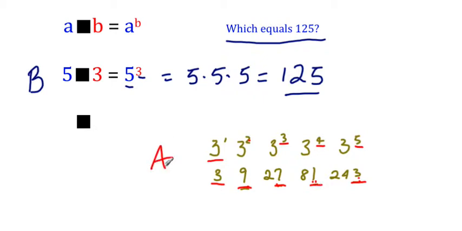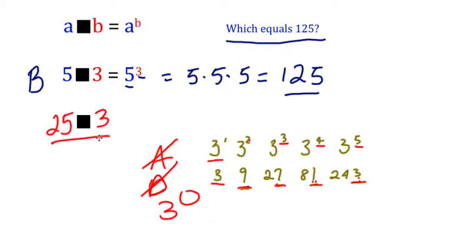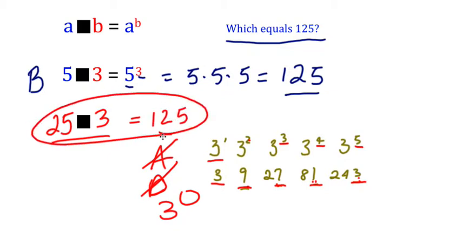So A and D are automatically eliminated because they have 3 as the base. Anything with 3 as a base can't have 5 in the units digit. Now, the other thing about D and E is tricky, and that is 25 to the 3. And I didn't mean to say a times b, but it's very natural to do that. And 25 times 3 is also equal to 125. And that's why they throw that in there as a nice little trap.